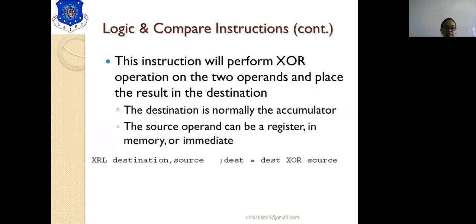In the same way, the third instruction is the XOR operation. The XOR operation will perform the XORing between the two operands and place the result in the destination register. Destination is always the accumulator here, and the source operand can be a register or memory, or it can be immediate data. The syntax used here for XORing is XRL.